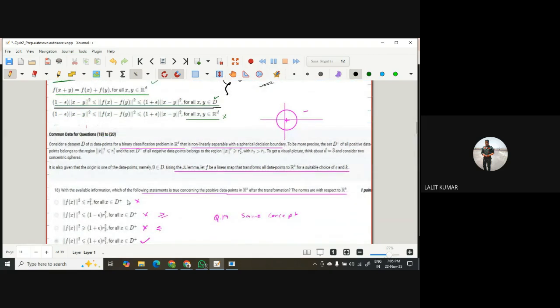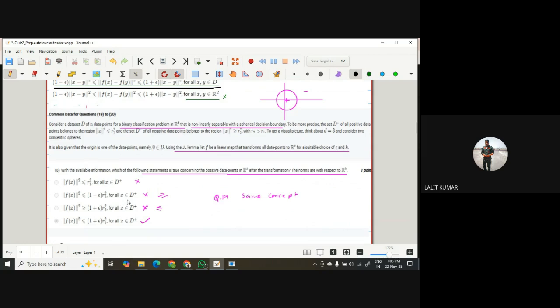Okay, next question. Consider a data set D of n data points for a binary classification problem in RD that is non-linearly separable with spherical decision boundary. To be more precise, the set D plus of all positive data points belongs to the region norm x square less than or equal to R1 square, and the D minus of all negative data points belongs to the region norm x square greater than R2 square, with R2 greater than R1. To get a visual picture, think about D equal to 3 and consider two concentric spheres.